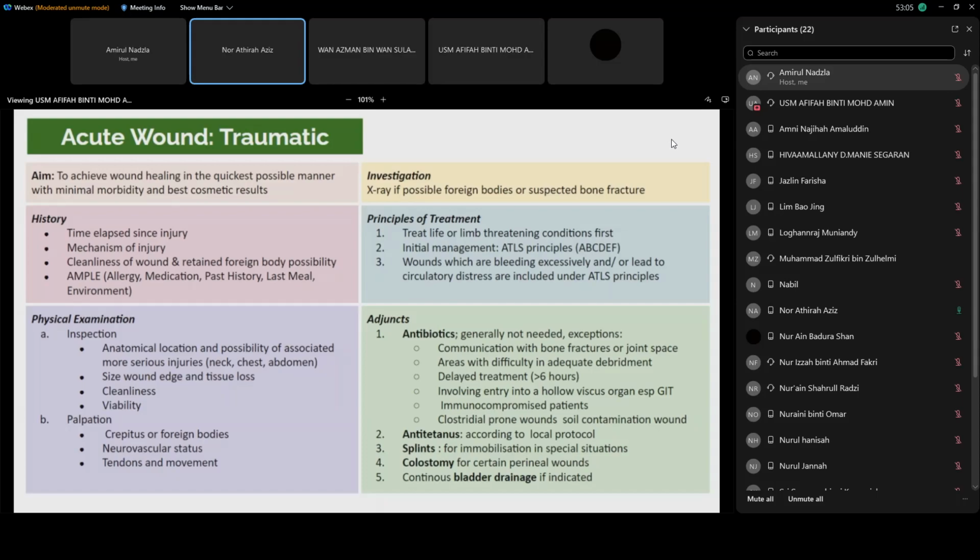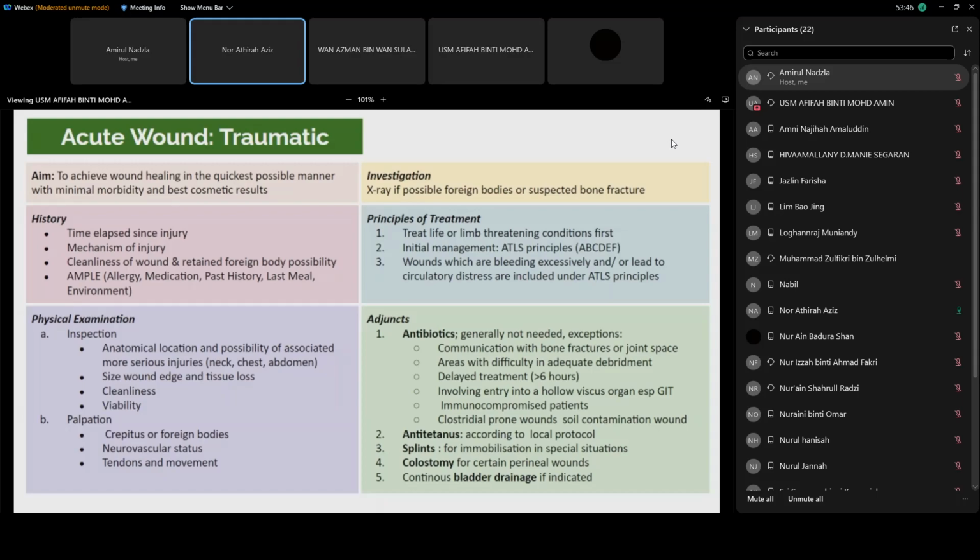For the physical examination, on inspection, we inspect the anatomical location and also the associated organs involved. We inspect the size of the wound, the age, the tissue loss, the cleanliness, and the viability of the tissues. As for palpation, we feel for crepitus, if any, and foreign bodies, look for neurovascular status, and also joint movement. As for investigation, X-ray is indicated to rule out any foreign bodies, or if you suspect the patient to have a bone fracture.